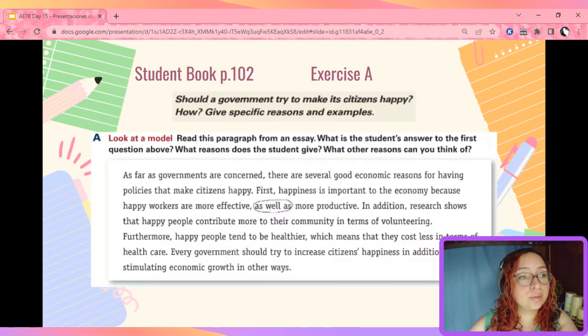Please go to student page 102, exercise A. If you notice, this person wrote up an essay, this is a paragraph of it, answering the question, should a government try to make its citizens happy? Please pause the video and read the text. Well, if you notice, the student thinks that yes, a government should try to make its citizens happy. What examples did the student give?